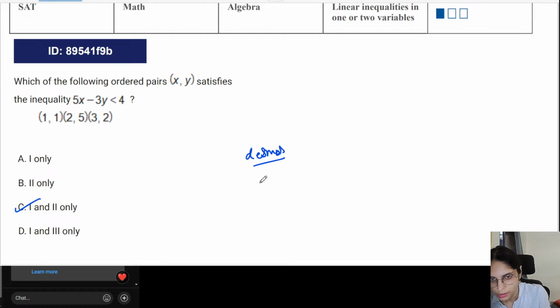Got it? Inequality and points. Solving it without a graph will be harder. Like you'll put in (1, 1) and see if it is working or not. 5 minus 3, 2 is less than 4. Yes, it works. 10 minus 15 is less than 4. Yes, it works. 15 minus 6, no, it doesn't work. 9 is not less than 4. That also you can do, but you can just go to Desmos and plug in the points as well.